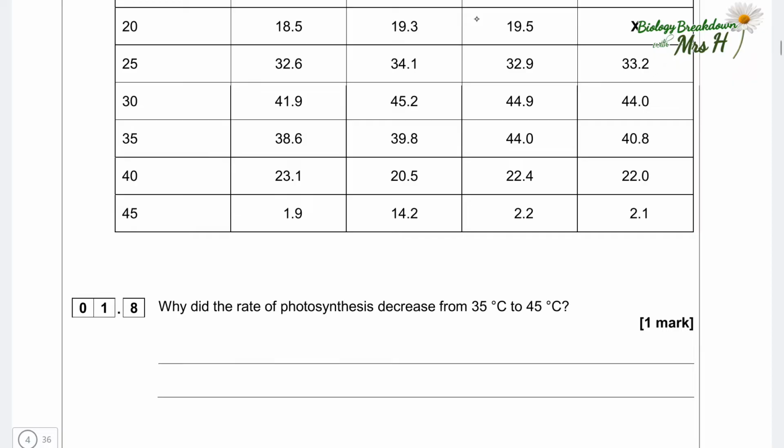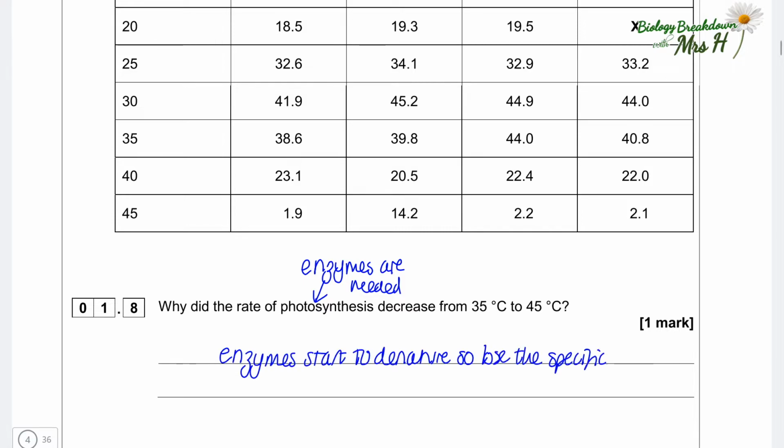Why did the rate of photosynthesis decrease from 35 degrees C to 45 degrees C? What we need to remember in biology is that all biological reactions rely on enzymes. So when you're thinking about respiration and photosynthesis, for example, they're always going to be reliant on enzymes. So we know when the temperature starts to increase, we have a lower volume of oxygen being produced. So maybe the enzymes are starting to denature, and that would mean they're losing their specific complementary shape of their active site. These are the enzymes that are needed for photosynthesis to take place.